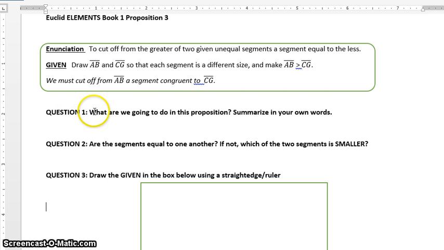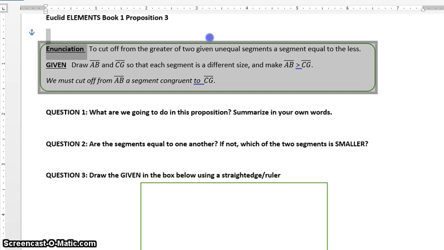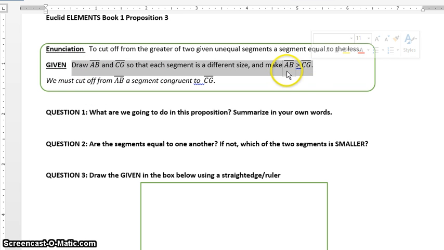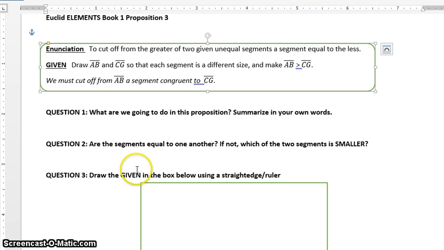First of all, question 1 asks us, what are we going to do in this proposition? I want you to summarize what I just said in your own words. If you need to, rewind. The enunciation is always the part that tells you what we're going to do. For question 2, I want you to read the enunciation and the given over. Remember that this says AB is greater than CG. Now read question 2. Are the segments equal to one another? If not, which of the two segments is smaller? Look up in the given for the answer.